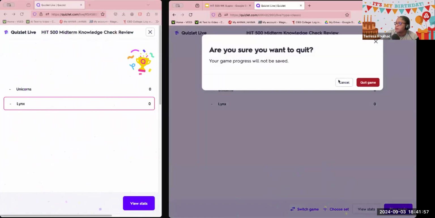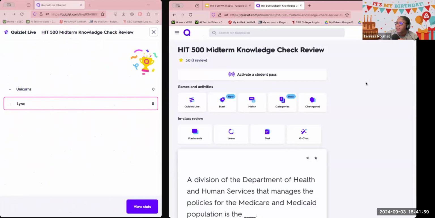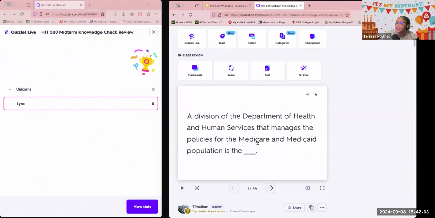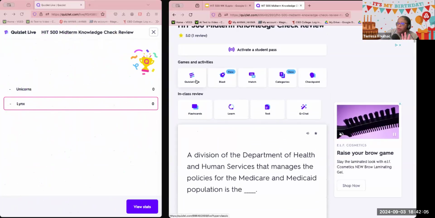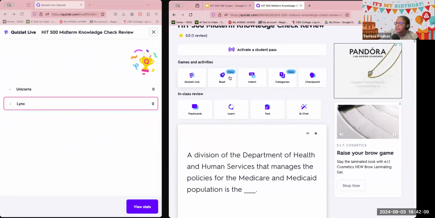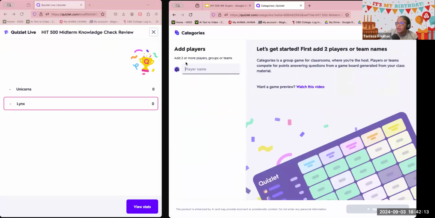and close it, quit the game. So with this, there are 44 terms. And the one thing that I really do love is the different ways. These two are new. They have categories now where you can add two or more players, groups, or teams as well. So I'm just going to put in HIT 500 and see what this is about, because this may be something that we like.